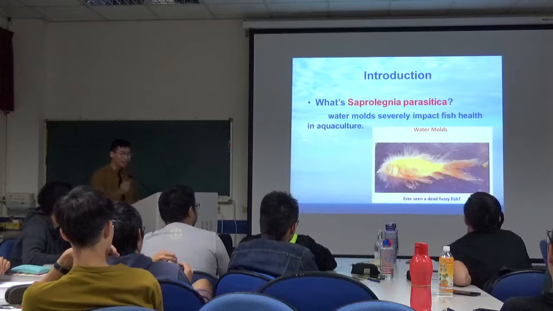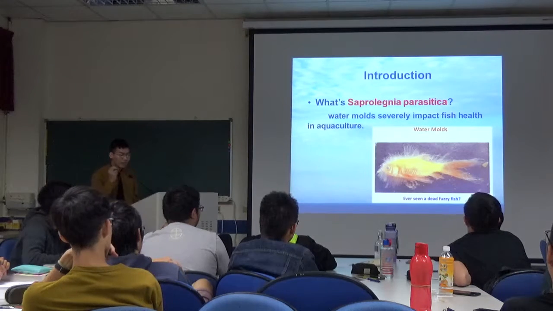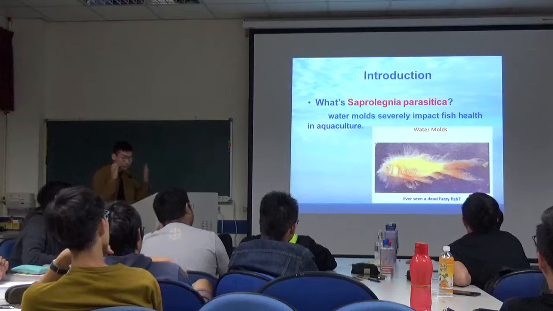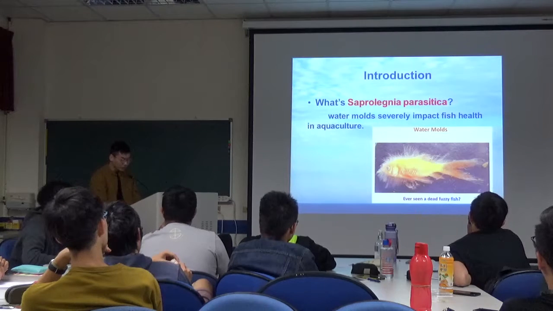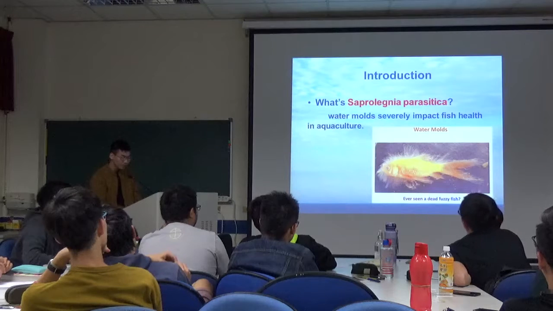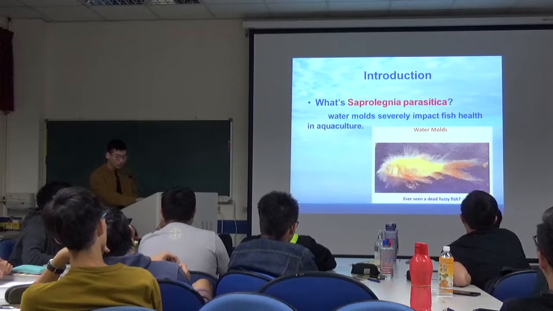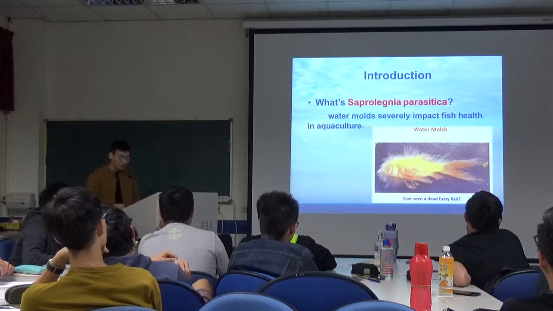And what's Saprolegnia parasitica? It is a kind of water mold that severely impacts fish health in agriculture. We can just look at a picture. The surface of the fish is covered by slick-like mycelium. And I can tell you that this fish is so dead.